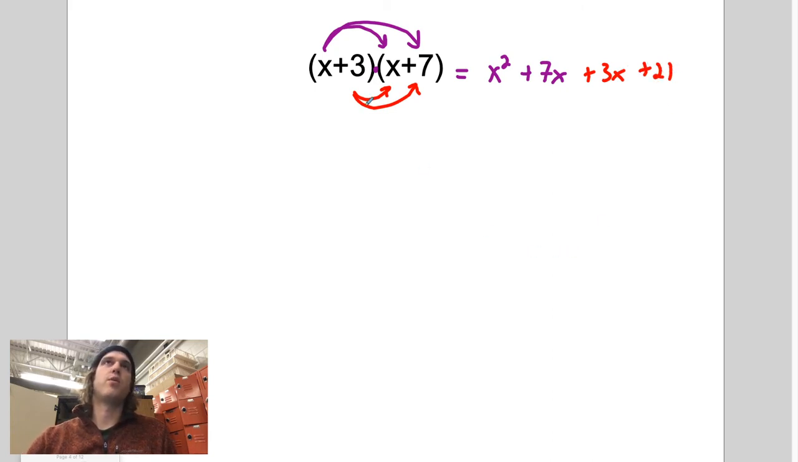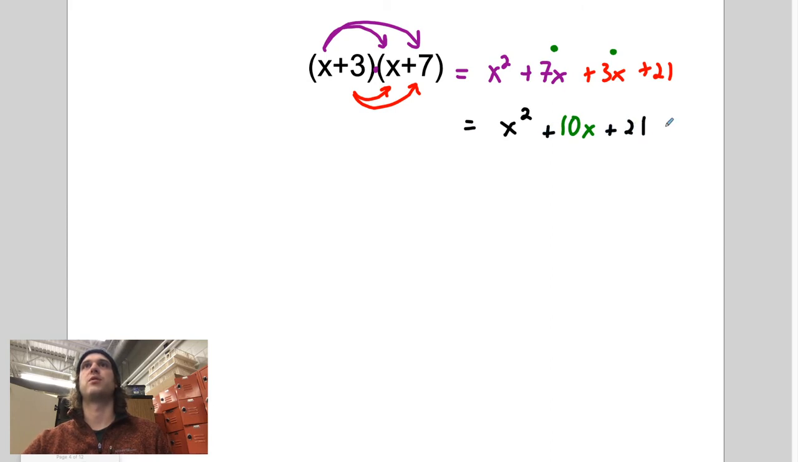The reason I use that metaphor is it makes sure that nobody is missed. Everybody from the first car needs to meet everybody from the second car, or vice versa. The second car could have made the introductions, and you'd end up with the same situation. Okay, so now we got to go through. We're going to combine like terms. Here's our two like terms, 7x and 3x. Those are going to add up to 10x. And then we can come back. I wish I had a hotkey for this ink. x squared plus 10x plus 21.